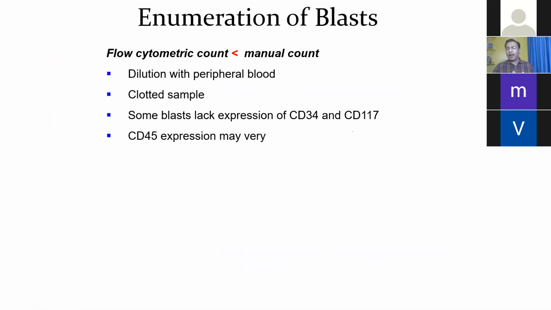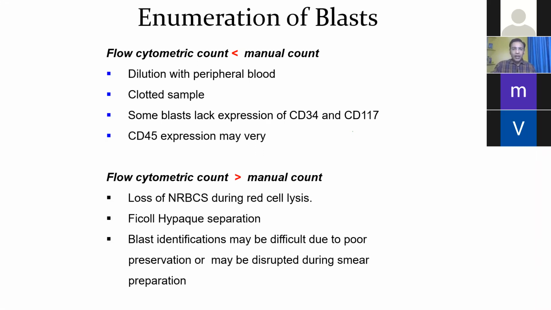Now, one question practically you always face is that in flow cytometry and morphology, you have discrepancy in the blast percent. And there are reasons. If the blast percentage in flow cytometry is less than the manual count, that is morphology, these are the reasons. Possibly the sample run for flow cytometry is dilute, or there are clots, or there are some blasts which morphologically look like blasts, but by flow cytometry, somebody just using CD34 and CD117 may not get them, or CD45 expression.